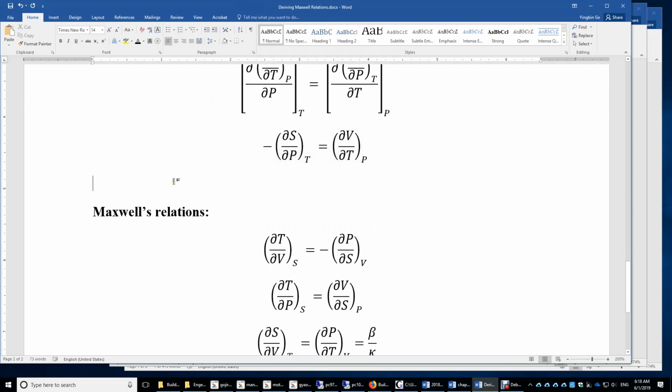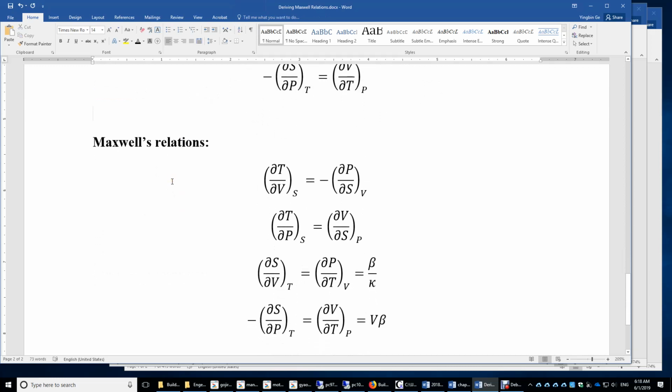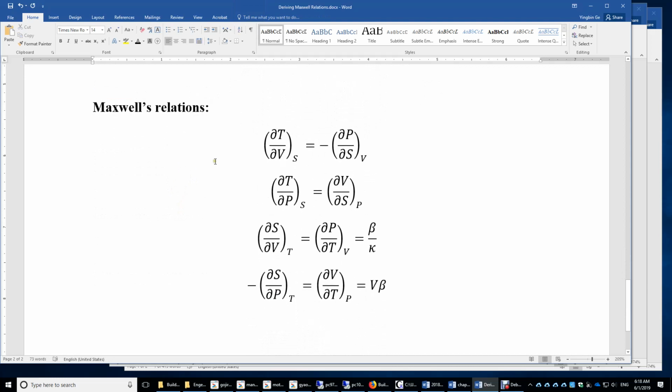And we're going to summarize the four Maxwell's relations here. 1, 2, 3, 4. Again, the last two are more useful. This one is delta S over delta V, how entropy depends on volume at constant temperature. This is equal to delta P over delta T at constant volume. We can derive this easily.